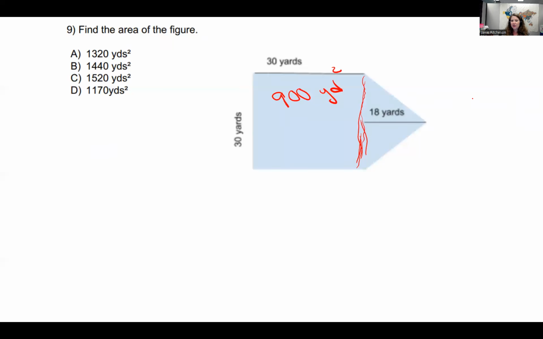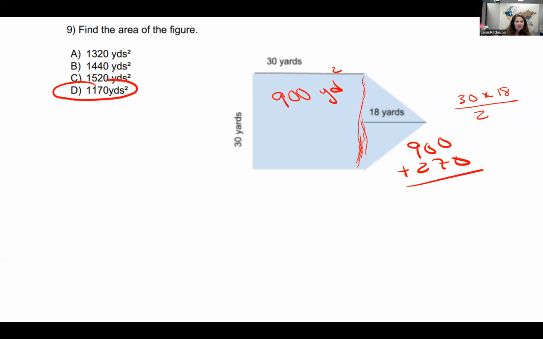And then this triangle is a 30 by 18. So I'm going to multiply 30 times 18, but since it's a triangle, I have to half it. So 30 times 18 divided by 2 is 270. So I'm going to add 900 plus 270, and I get 1170.